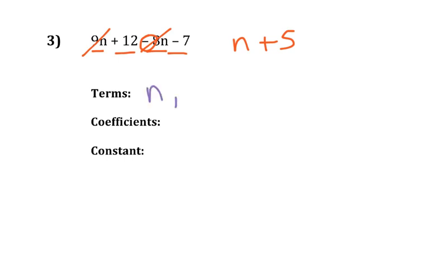So the terms are n and 5. The coefficient, look for the variable. What's in front of that variable right there? It's a 1. 5 is not a coefficient because there's no variable. So 5 is a constant.